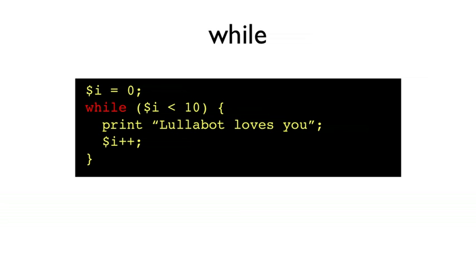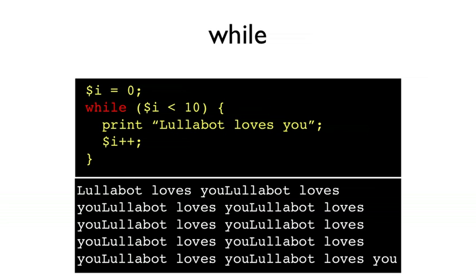So in our example here, we have a simple counter variable called I, and each iteration through the loop, the condition is going to be checked to see if I is still less than 10. If that's true, then it'll execute the code that will print Lullabot loves you, followed by a shorthand for incrementing the value of I. So on the first run, I will be equal to 0, which is in fact less than 10, so Lullabot loves you will print, and then I's value will be updated to 1. PHP will then return to the top, check to see that I is still less than 10, and continue. The result will be that Lullabot loves you will be printed 10 times in a row.